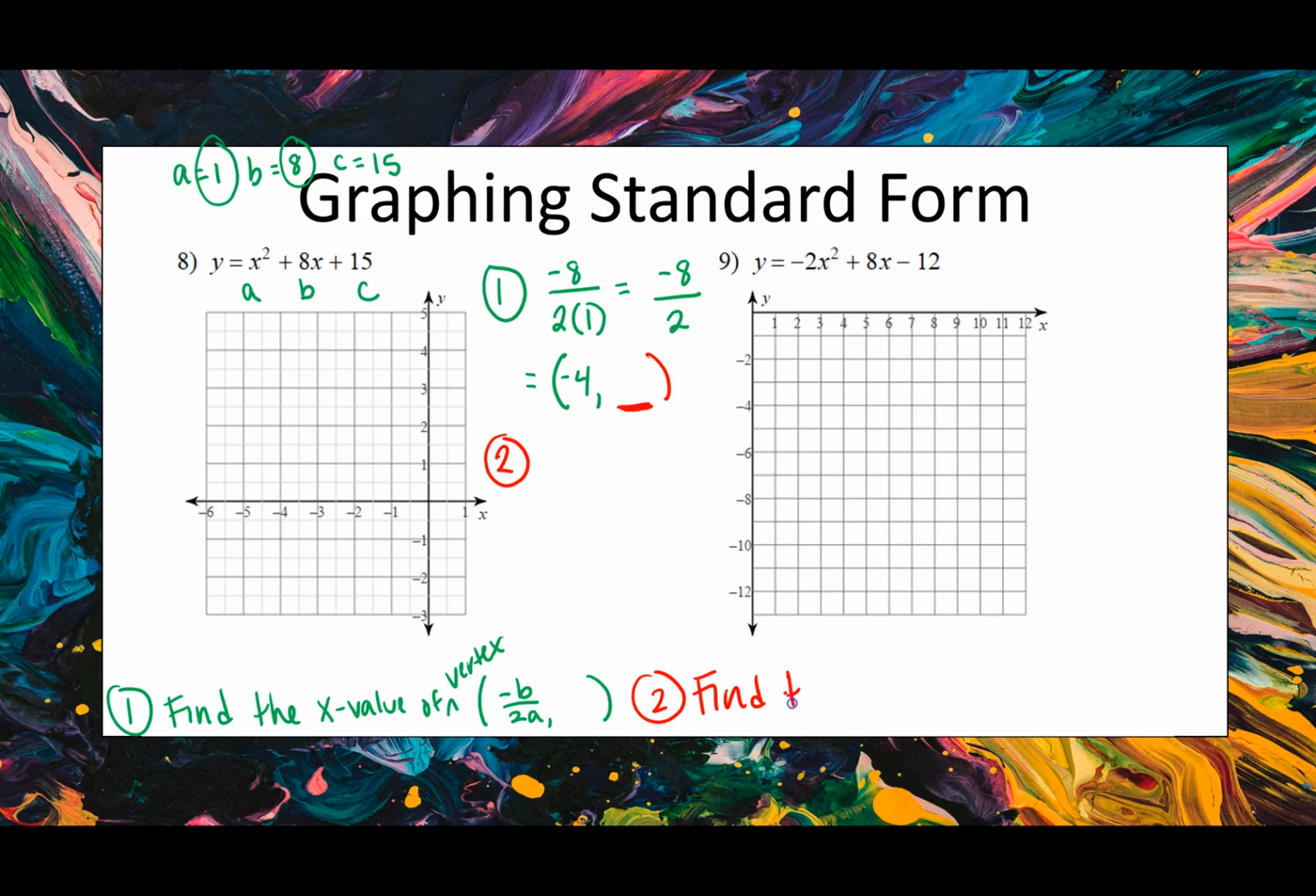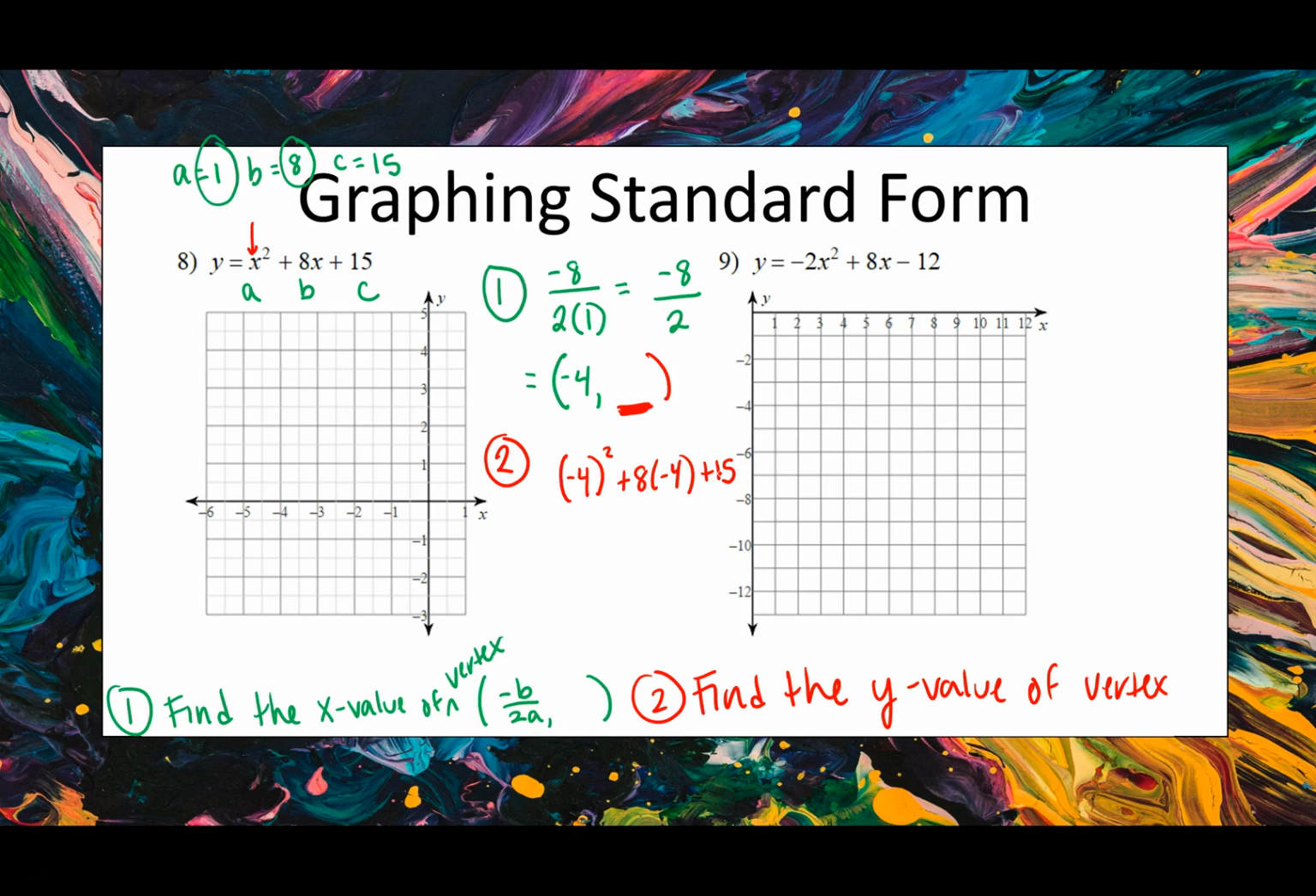Find the y value of the vertex. Okay, again, what we do is we take this x value and plug it in to get our y value. So my work will be right here. I'm going to have parentheses anytime I plug in, right? If I'm plugging in for x, I need to put in parentheses. So that's (-4) squared plus 8 times (-4) plus 15.